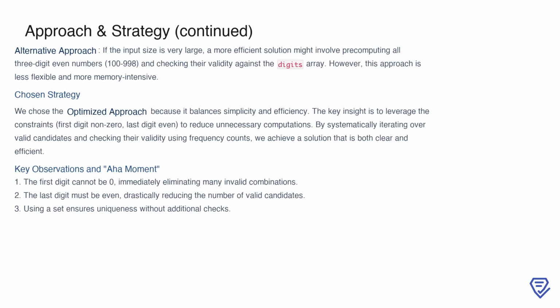An alternative approach could involve pre-computing all three-digit even numbers within the range of 100 to 998 and then filtering these numbers based on the input digits' availability and frequencies. While this method might be more efficient for very large inputs, it comes with its own limitations. Pre-computing all possibilities is memory-intensive and lacks flexibility, as it requires additional storage to maintain the pre-computed results.